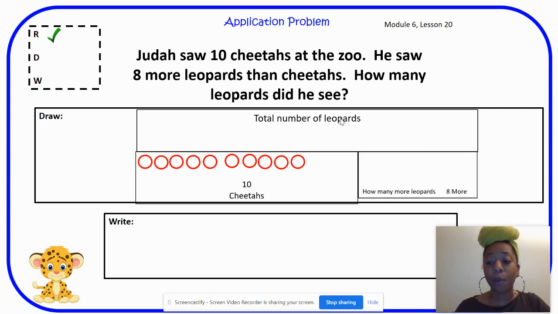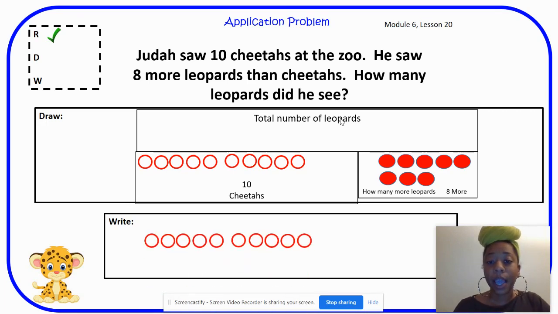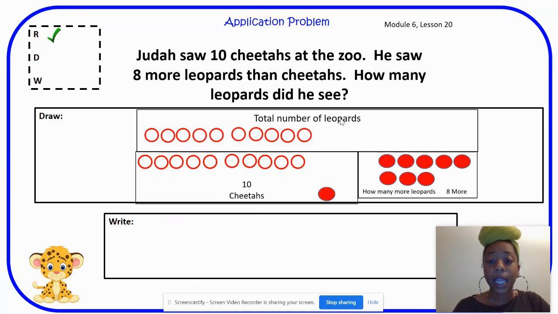He saw 8 more leopards. Let's count. 1, 2, 3, 4, 5, 6, 7, 8. Nice work. What do we do when we have 2 parts? We're trying to find the whole. You're right. Part, whole. Put them together and we're going to add it up. 10, let's count on. 11, 12, 13, 14, 15, 16, 17, 18.